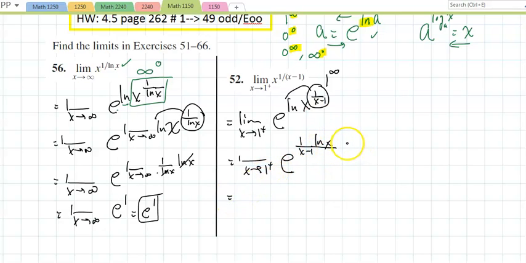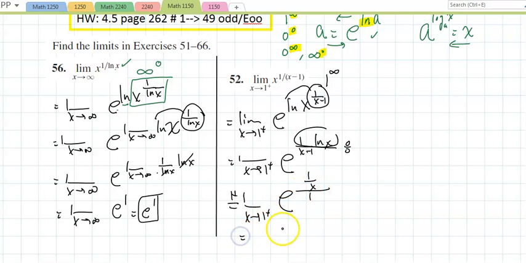And this would be 0 over 0, so by L'Hopital, that's the limit as x approaches 1 from the right of e to the derivative of the top, which is 1 over x, over the derivative of the bottom, which is 1. I need to make that a bit bigger. And as x approaches 1, that would be e. You throw 1 in there, you get a 1, and there it is.